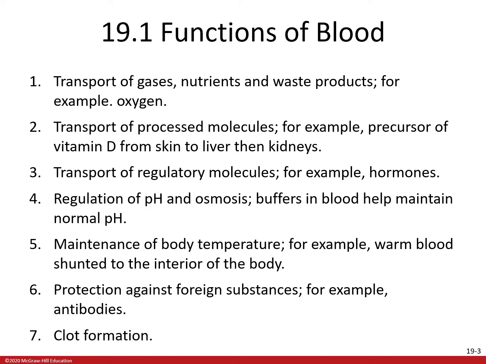Number 5 is the maintenance of body temperature. So this is thermoregulation. So it's going to be where your warm blood is going to be shunted into the interior of the body. It's going to push heat into various places, and also if you are in an extreme environment where your body needs to make decisions on what to keep warm, it will always choose that central axis to keep warm.